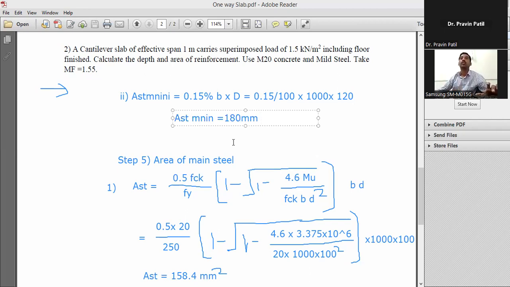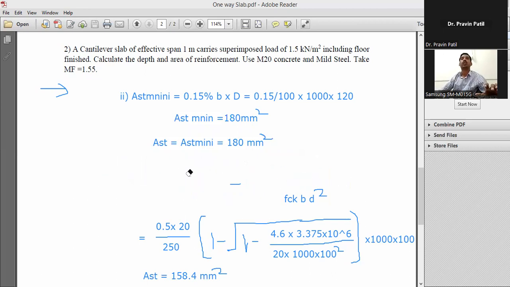Actually, AST by formula will be 150. So AST minimum is equal to AST now. AST minimum is equal to 180 mm square. Okay, so now we are providing AST of 180 mm square.